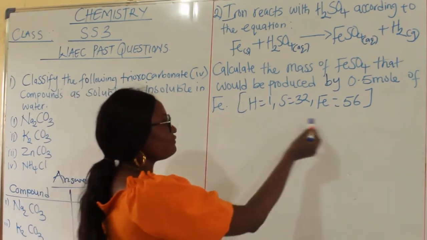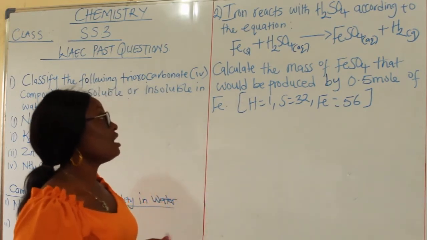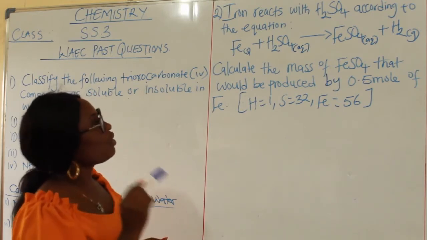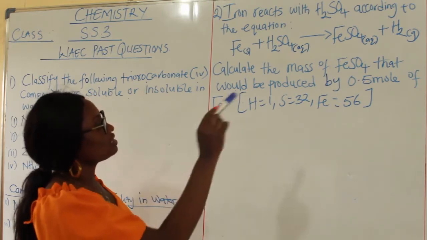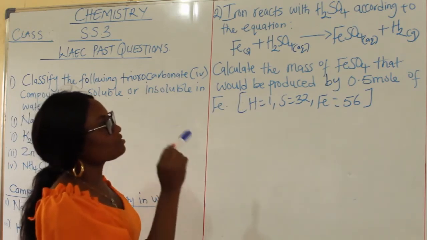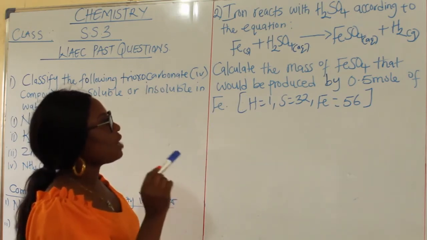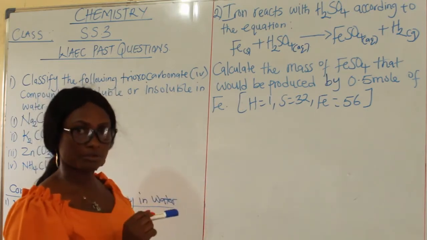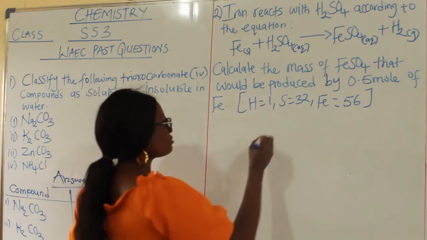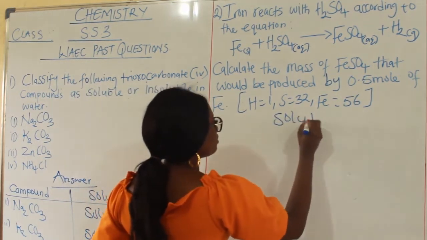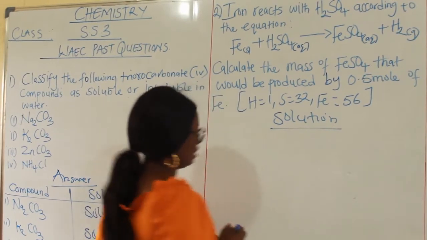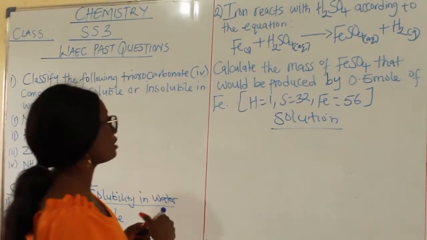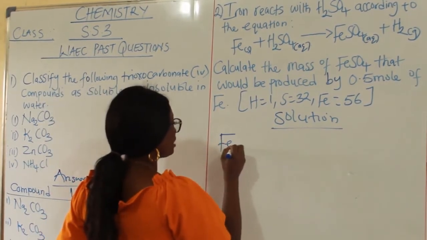Now, these are the individual masses of the elements. I'll take that again. Iron reacts with H2SO4 according to the equation. This is the equation. Calculate the mass of iron sulfate that will be produced by 0.5 mole of iron. Okay, now so we are going to write solution because we are solving. Now the first thing you will do is to write the equation of the reaction. Bring it down. So you write the equation of the reaction here.